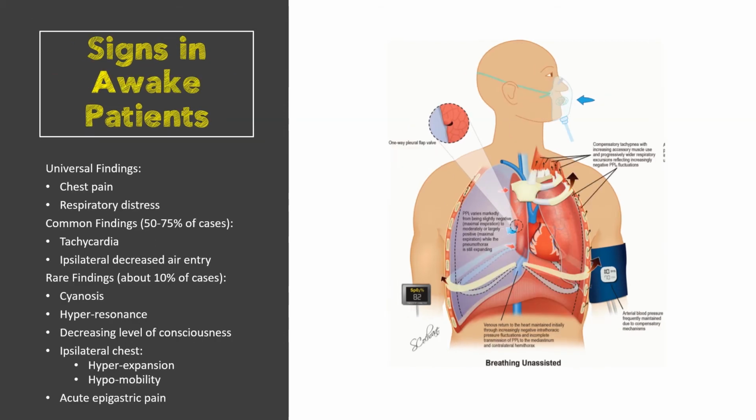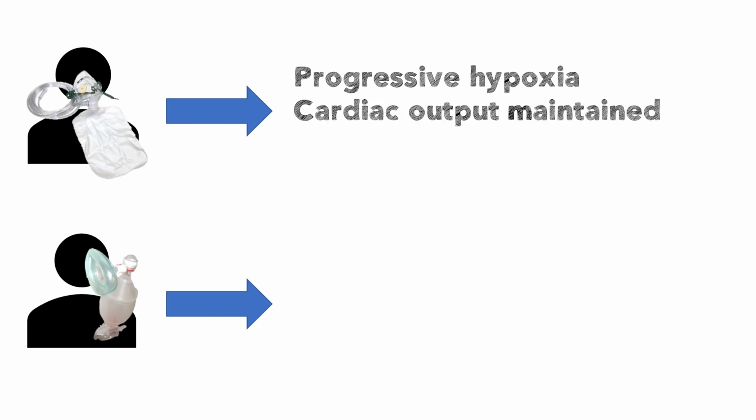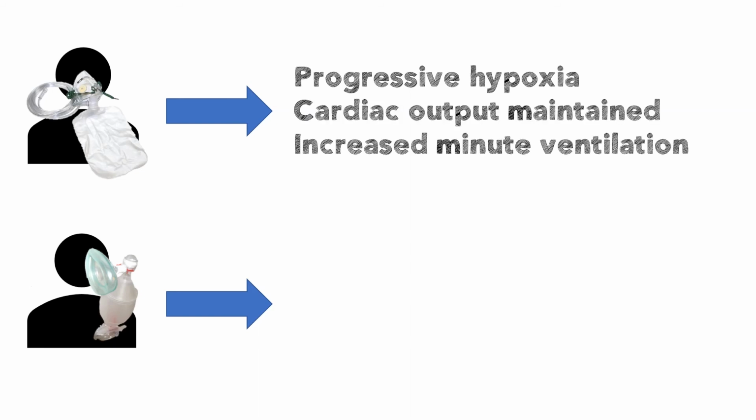Now, in patients that are awake and spontaneously breathing, the universal findings change. These patients generally present with chest pain and respiratory distress, and another common finding is tachycardia. But you'll note that hypotension is not a universal or even a common finding in the awake patient with a tension pneumothorax for reasons that we have previously mentioned. So just to summarize really quickly, patients that are breathing spontaneously generally present with progressive hypoxia, and their cardiac output is maintained by an increase in their minute ventilation.